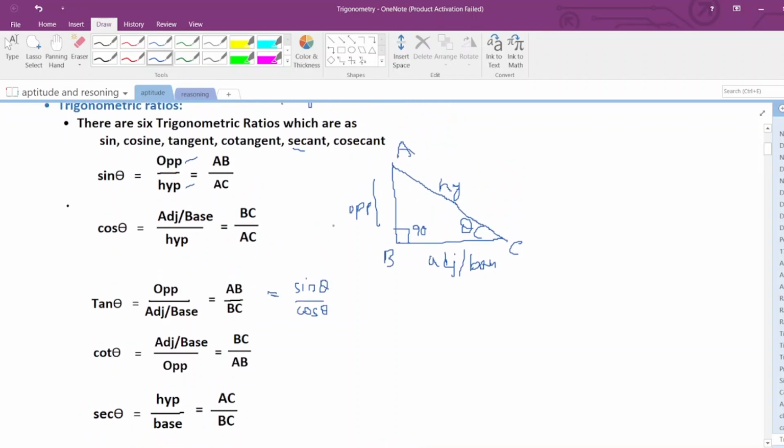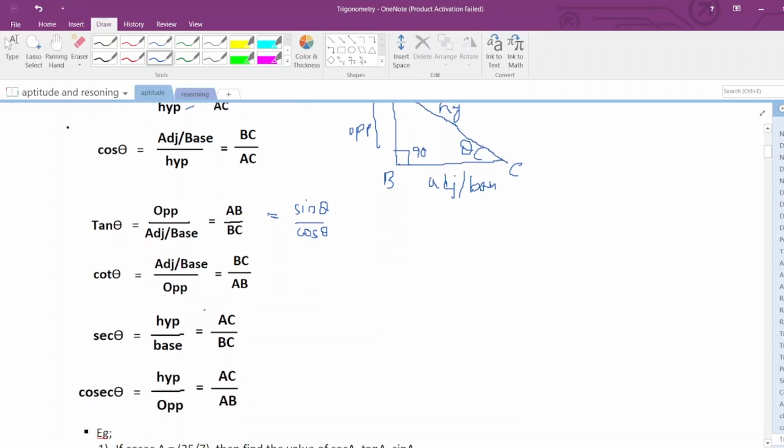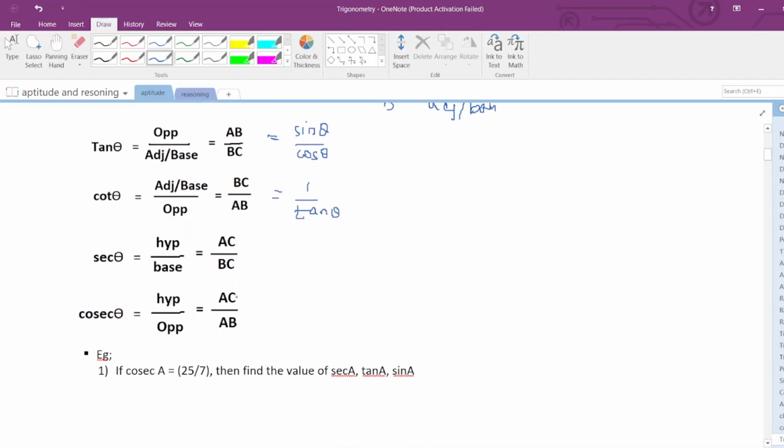So if we do sine theta by cos theta, the hypotenuse will cancel each other, and we are left with the opposite side by the adjacent side, which is equal to AB by AC. In the same way, cot theta is exactly the opposite of tan theta, 1 by tan theta. So it will be inverse: adjacent side by opposite side, which is equal to BC by AB.